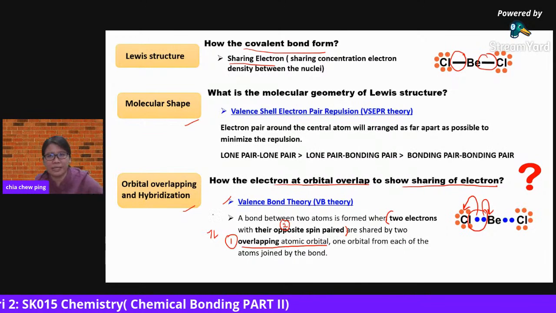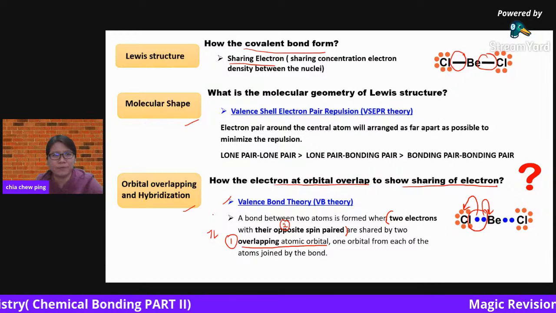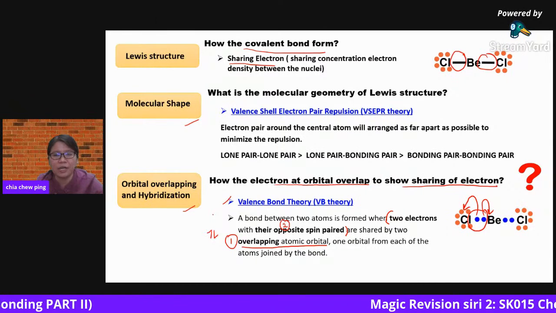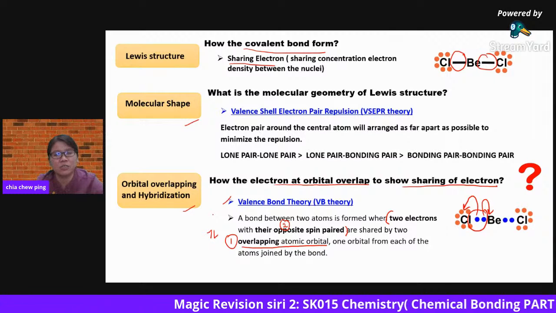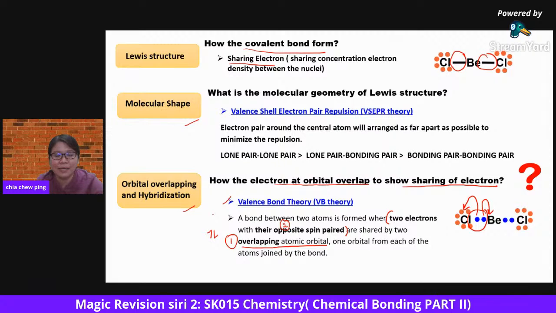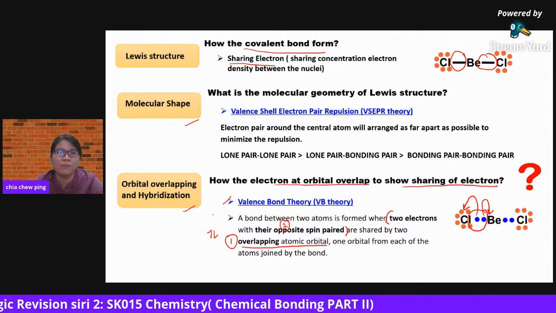So 4.3 is like the microscope from the Lewis structure. You can see electron sharing. In 4.3 we know where the electron is located. Electrons are located at orbitals, and the orbitals will overlap to form a covalent bond.